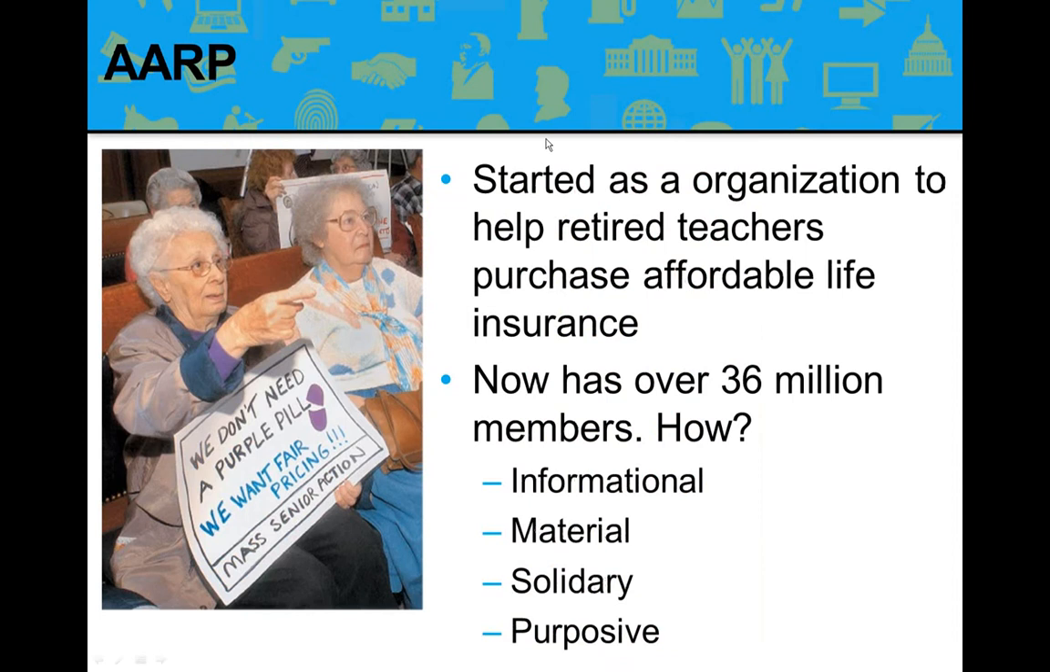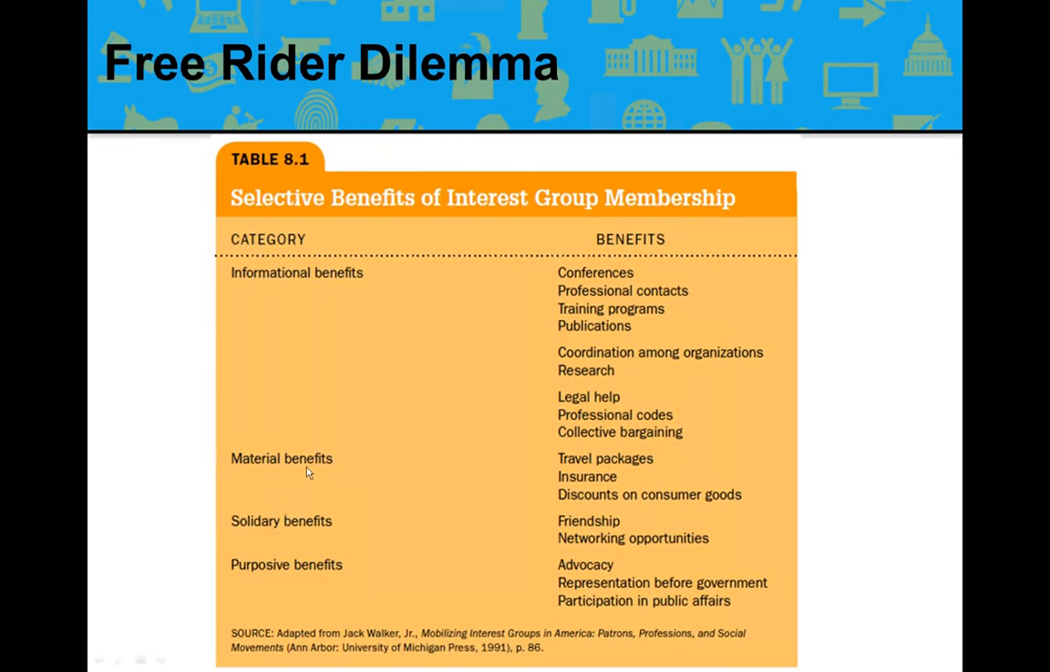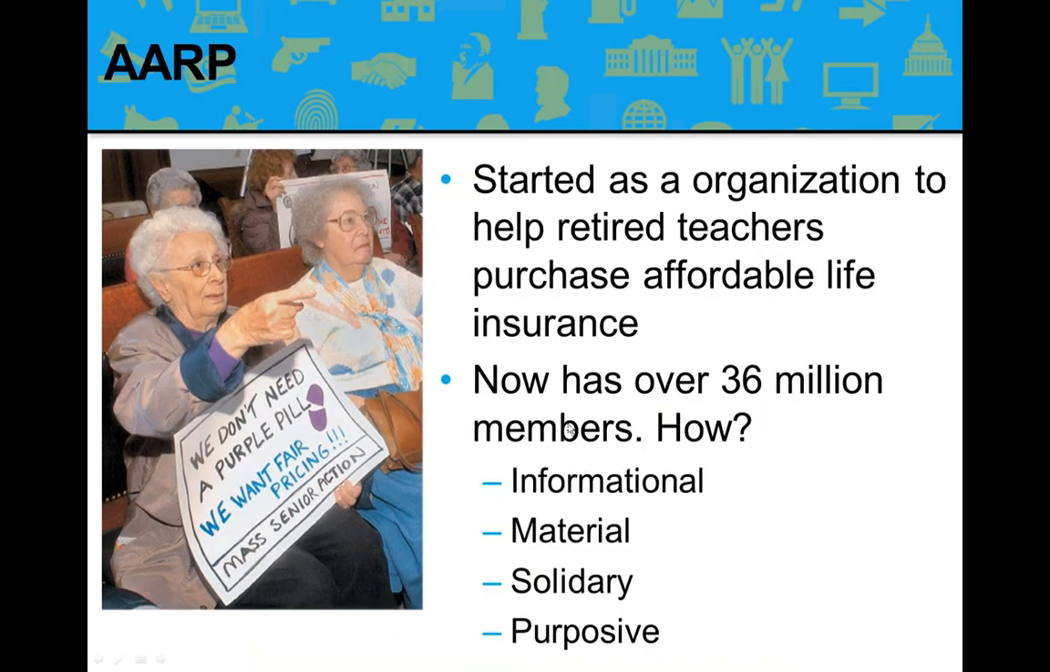If we think about the AARP, this is the Association for the Advancement of Retired People. They are the largest interest group in the United States, and it started as an organization to help retired teachers afford life insurance. So again, it started as a material benefit, to provide insurance. But it has over 36 million members. And how do they get so many people to join?